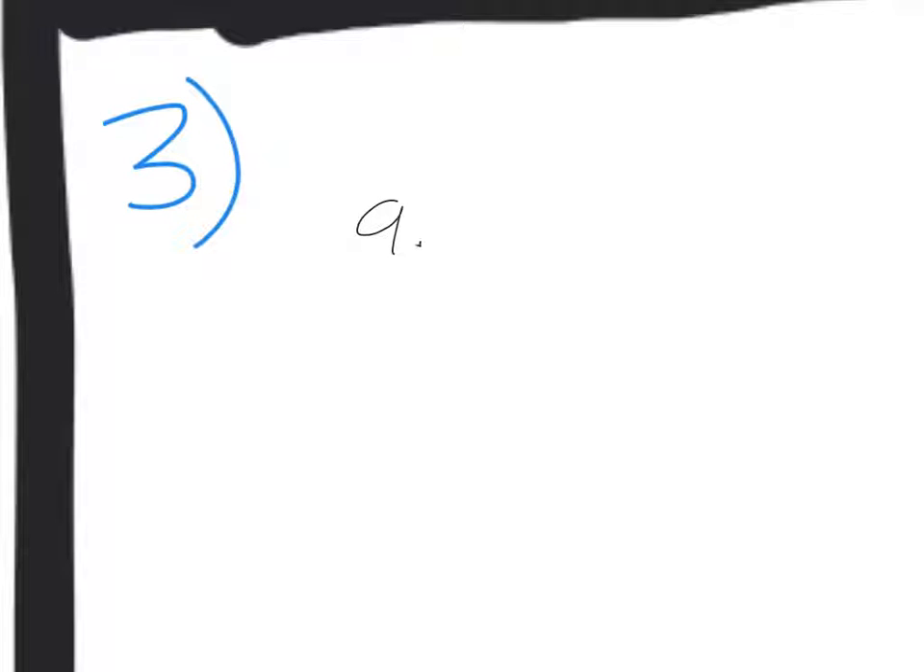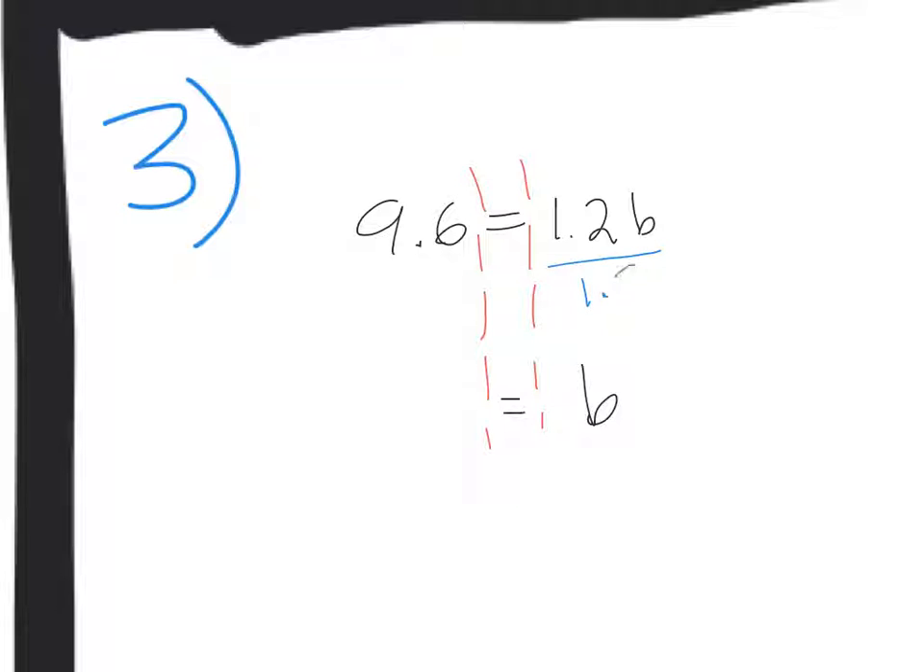Alright. So for number 3, we've got something a little bit different. It says 9.6 equals 1.2b. My b is the variable that wants to be all by itself. So I'm going to draw my mirror. My b needs to be alone. He wants to be by himself down here, so that's the goal. This time I've got 1.2 times b. So in order to get rid of 1.2 times b, I'm actually just going to do the opposite of multiplication, which is division. So I'm going to divide by 1.2.